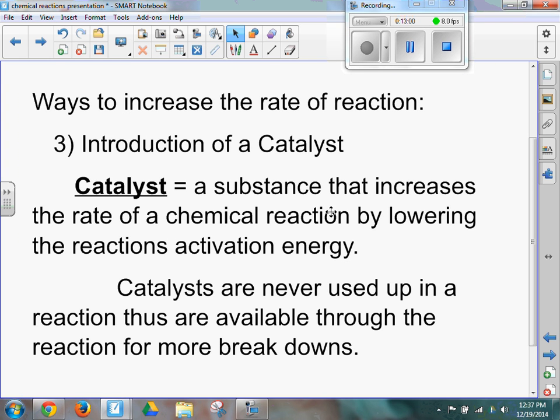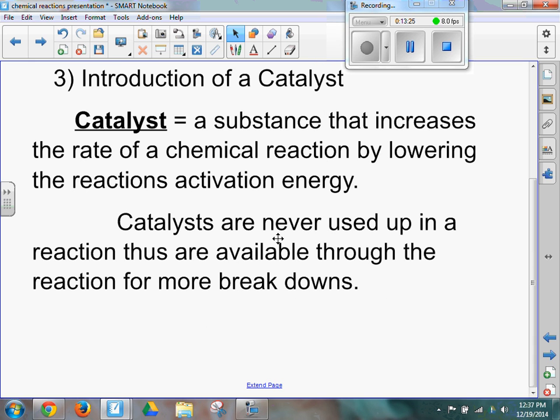Catch fire for that. Anyway, but by lowering the reaction's activation energy. Remember, the activation energy is the minimum energy required by the particles of the substance in order for a reaction to actually occur on its molecules. So if we introduce this catalyst, it will actually lower that activation energy. I'll have a graph here in a second that talks about lowering the activation energy.